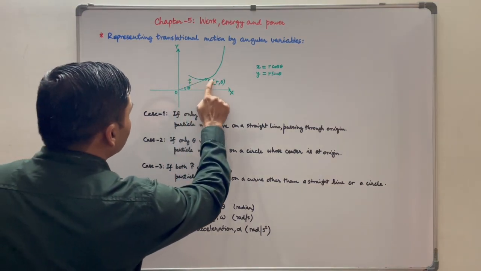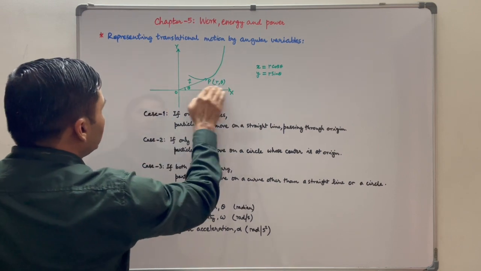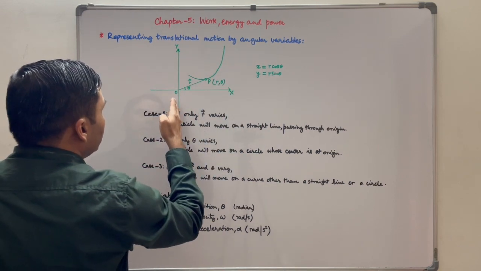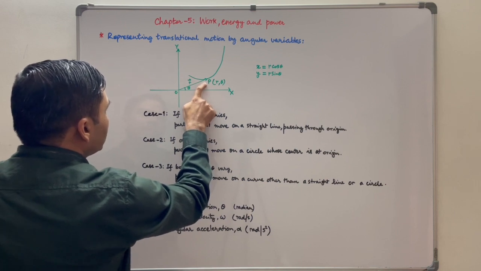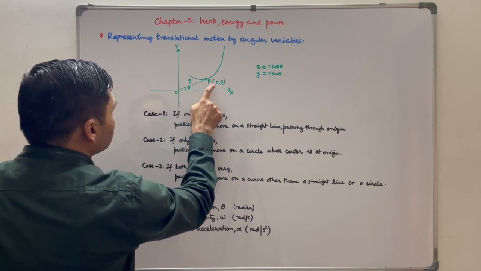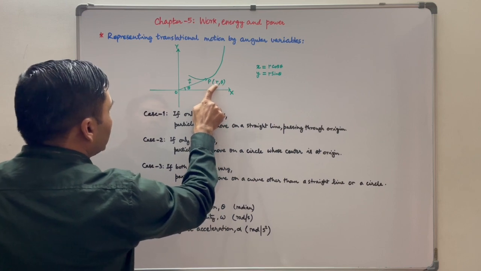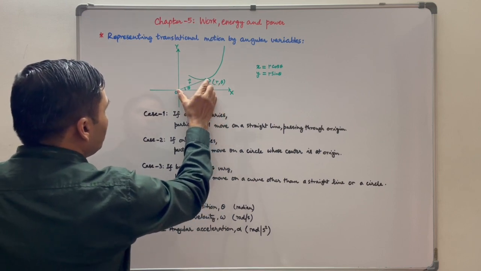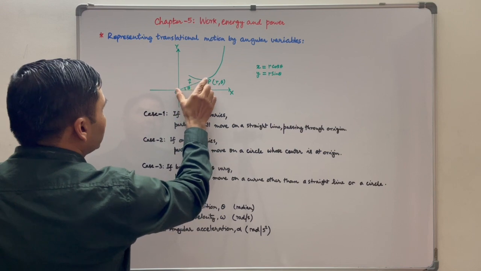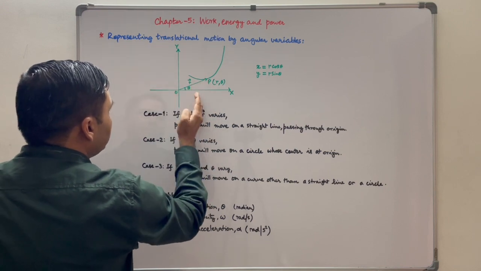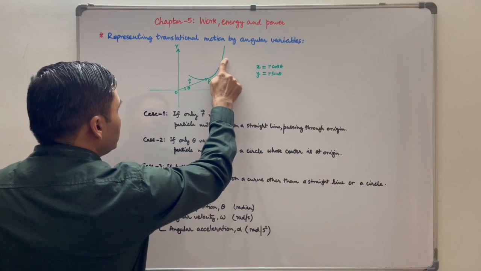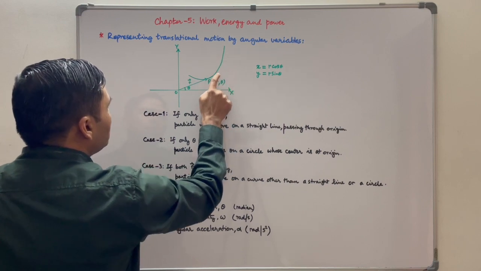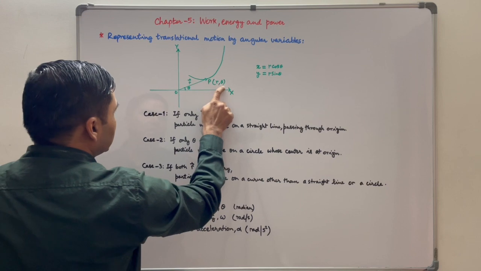Consider a particle is moving along this curve in 2D Cartesian coordinate plane. At some point of time, it is at point P. Its position can be represented by polar coordinates r, theta, where r is magnitude of vector OP and theta is the angle that vector OP makes with positive x-axis. At some other point of time, we can represent particle's position by these polar coordinates r, theta.